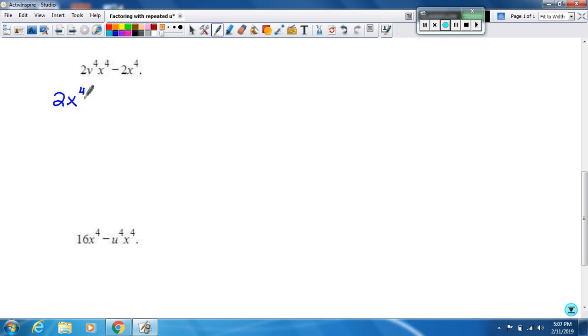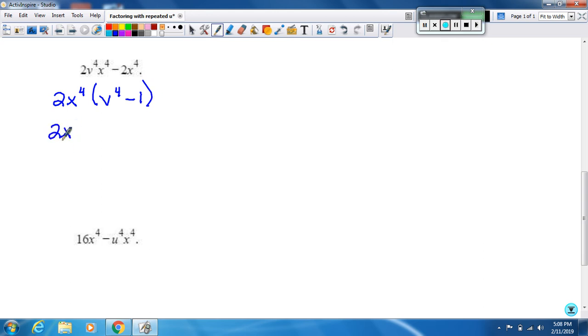So I have a 2, 4 v's, and 4 x's. I took a 2 and 4 x's out, so that's 4 v's left, then a minus sign. I have a 2 and 4 x's. I took a 2 and 4 x's out, but you can't have nothing here, so you just look at it as 2 divided by 2 is 1. So you've got a 1 there.